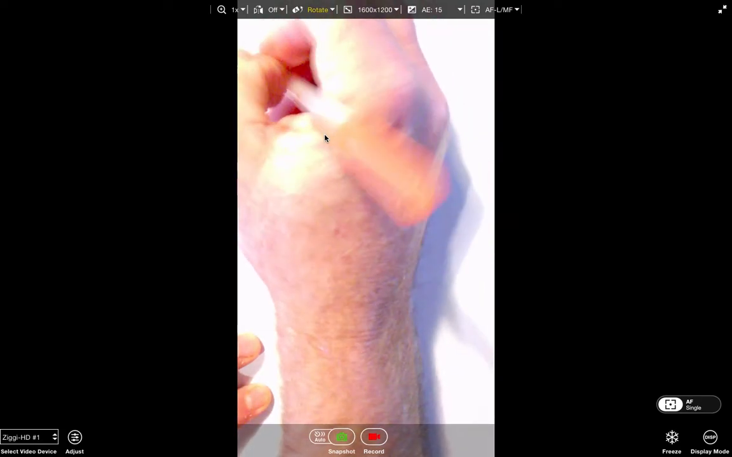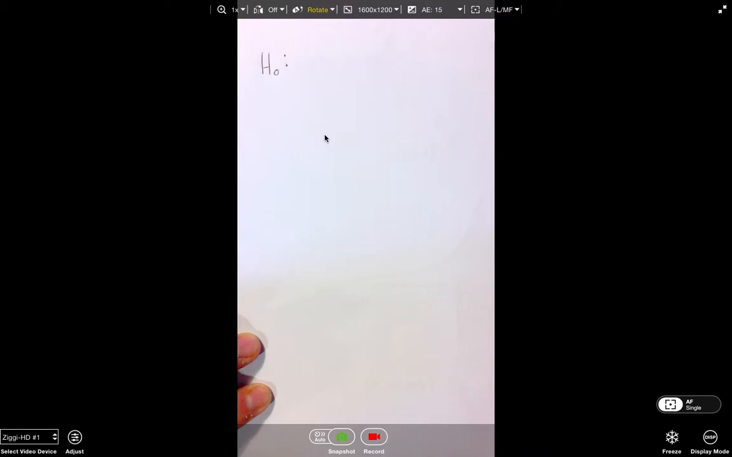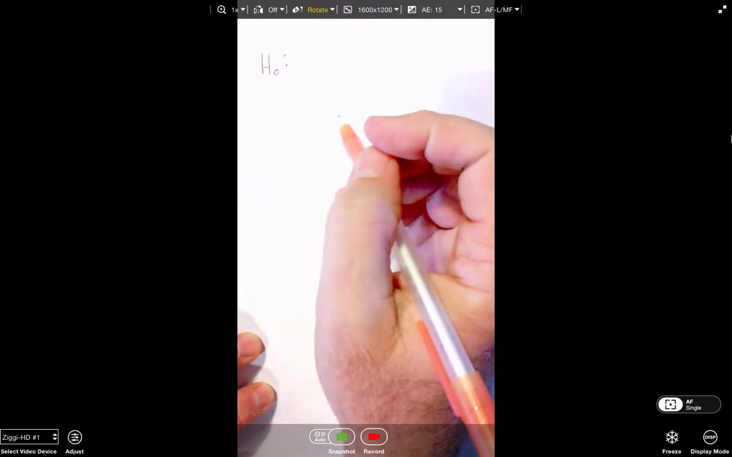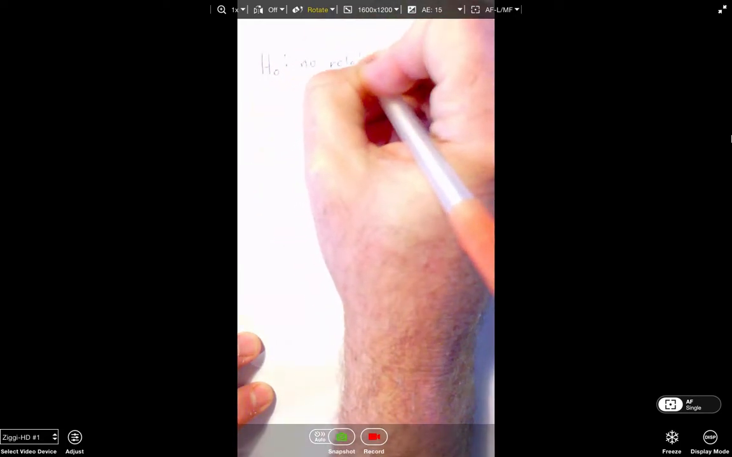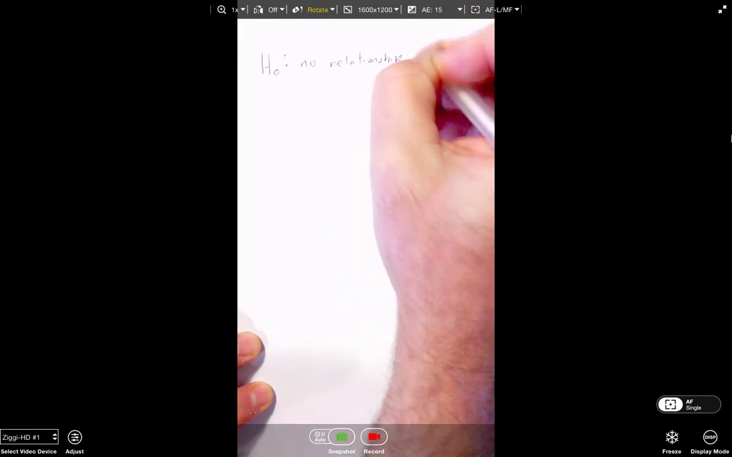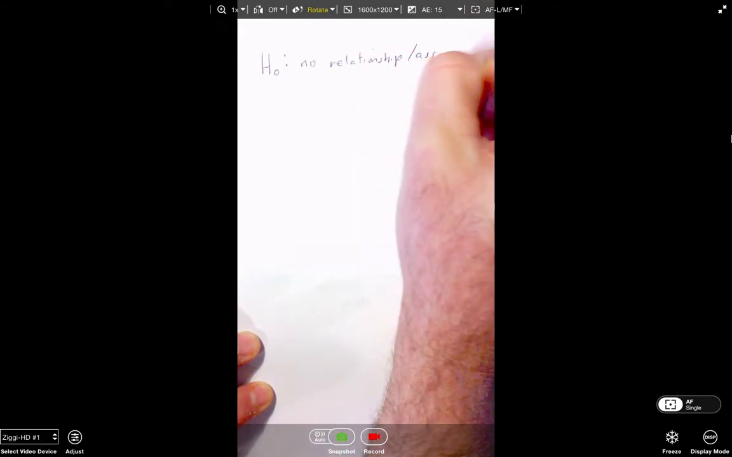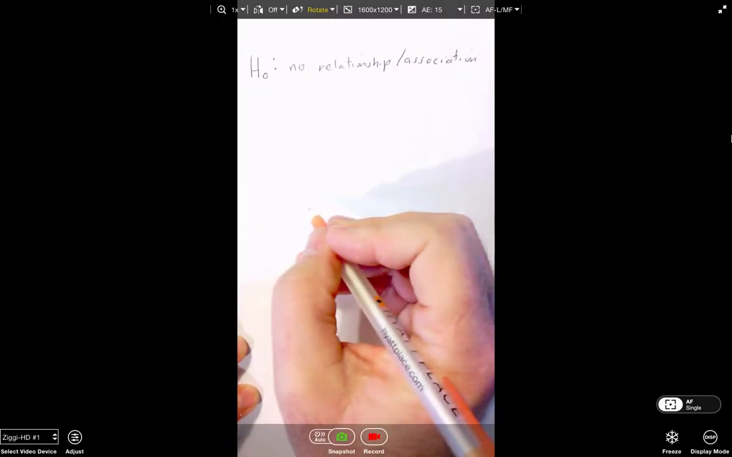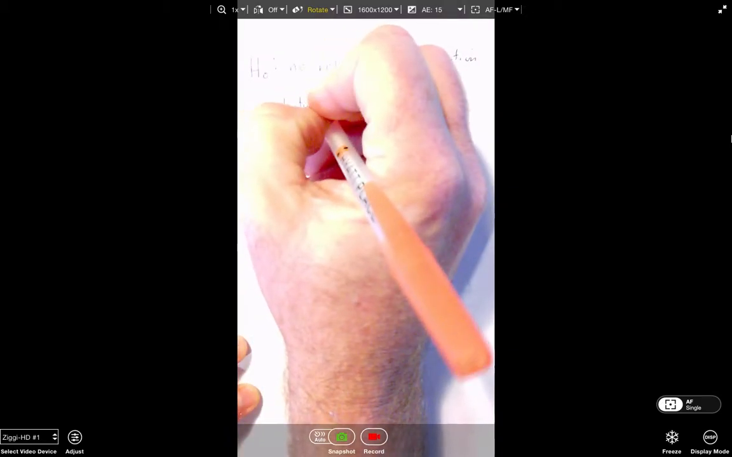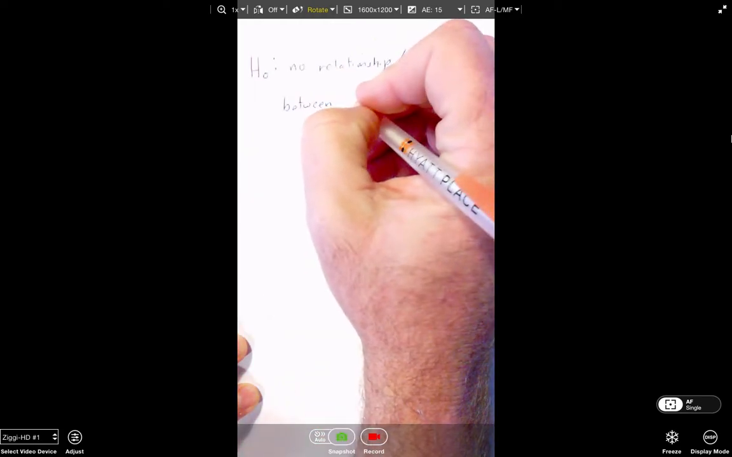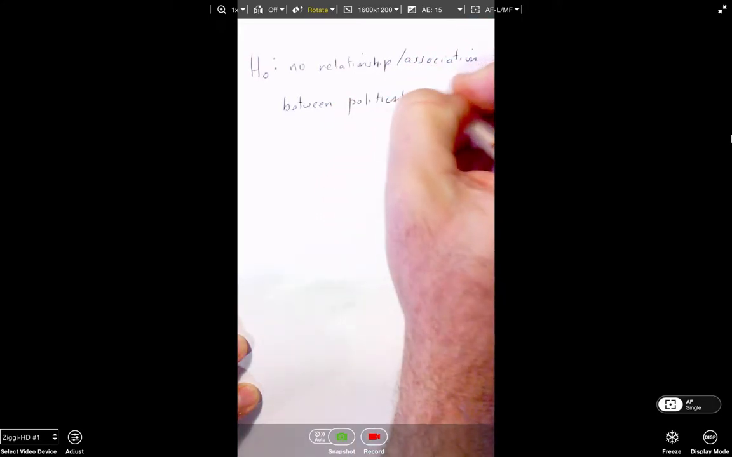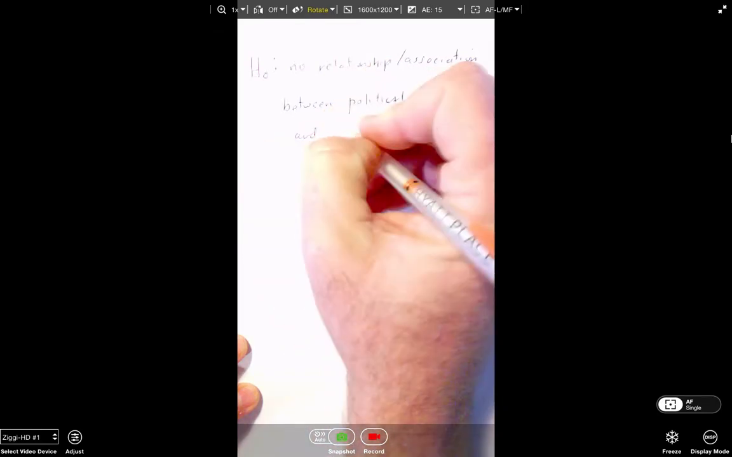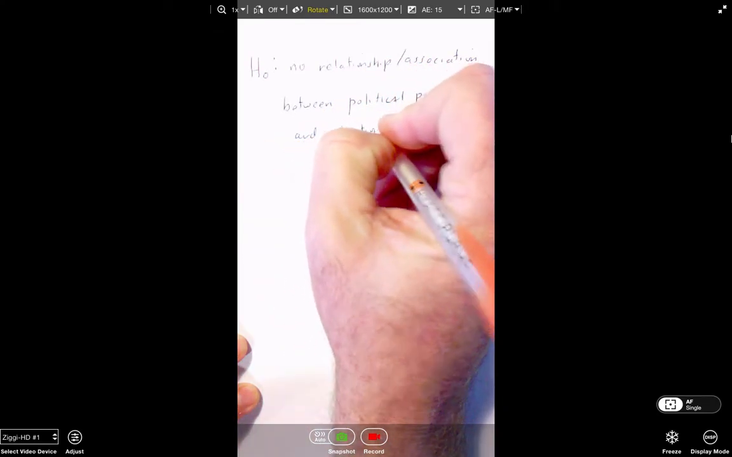So, to put this into terms, we always need to be able to determine what's our null and what's our alternative hypothesis. Our null hypothesis would be that there is no relationship or association between political party and abortion beliefs.